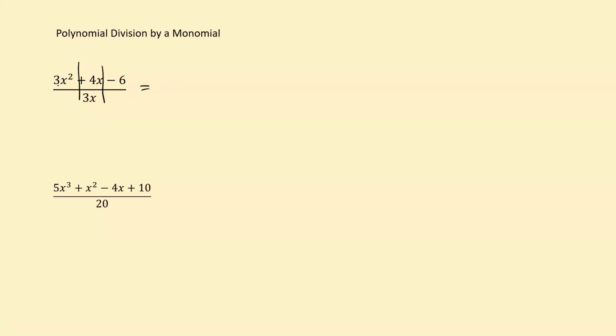So I would just divide each of these terms individually. So 3x squared over 3x plus 4x over 3x, and then minus 6 over 3x. Now this only works if we have a monomial in the bottom.